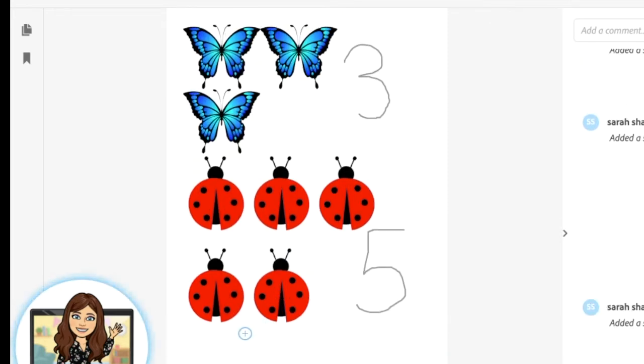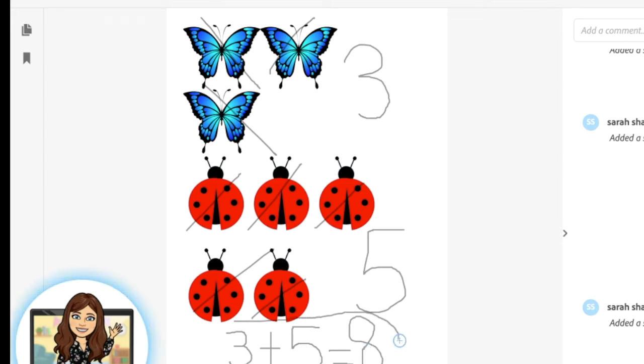So we are going to start our number sentence down here. 3 plus, because we know we want to find the amount of insects in all, 5 is equal to, well, Keeble Cubs, let's cross these out and count together to find out how many bugs there are in all in Jenny's garden. 1, 2, 3, 4, 5, 6, 7, 8. 8 bugs in all. So, Keeble Cubs, we just solved the word problem. We know there are 8 bugs in all in Jenny's garden. And now let's read it as a number sentence.